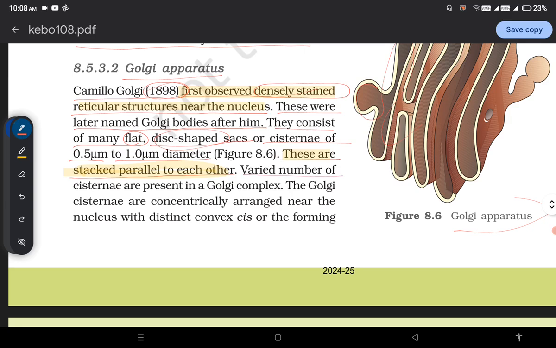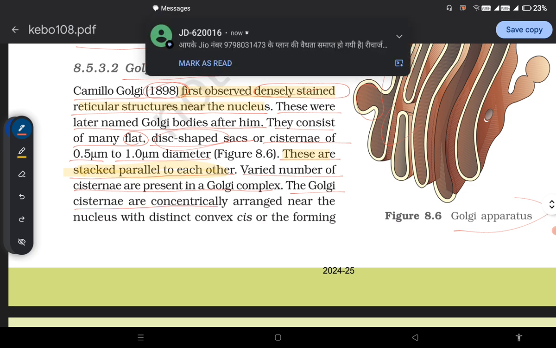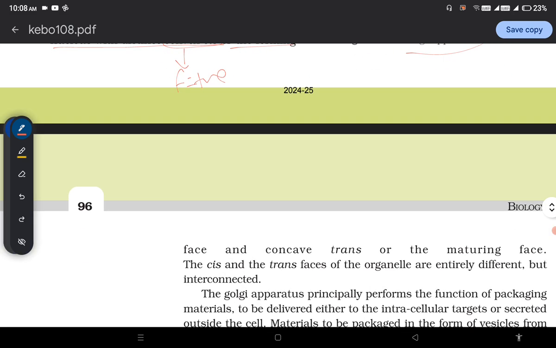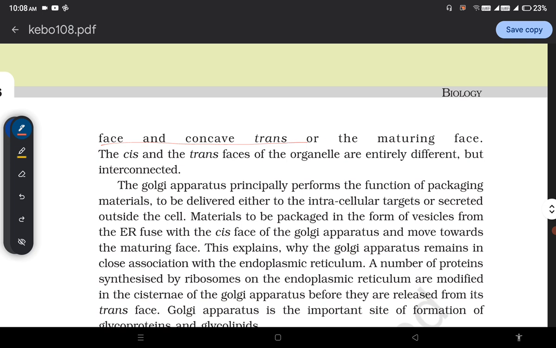Okay. Varied number of cristae are present in a Golgi complex. हाँ, varied number of cristae present in a Golgi complex. The Golgi cristae are concentrically arranged near the nucleus with distinct convex cis or forming face and concave trans or the maturing phase. The cis and trans phase of the organelle are entirely different but interconnected.